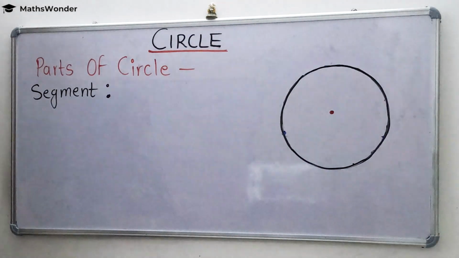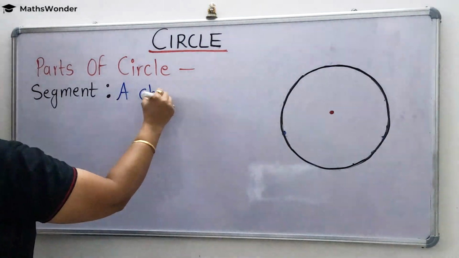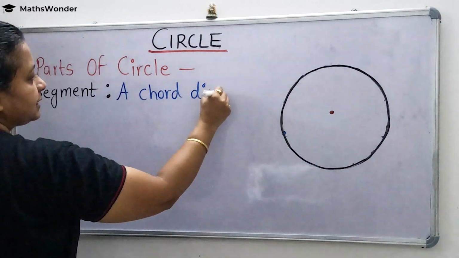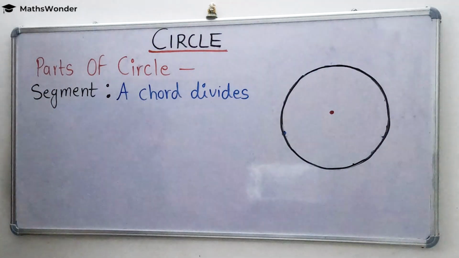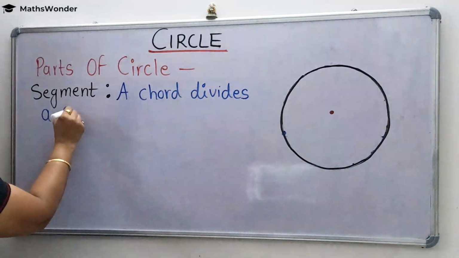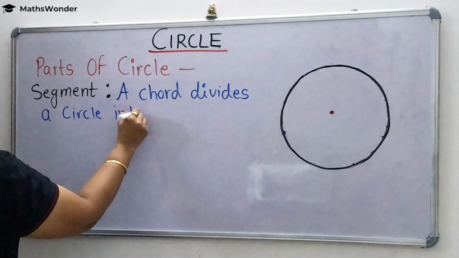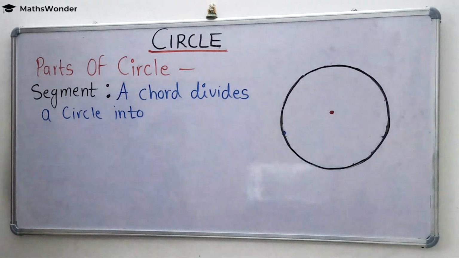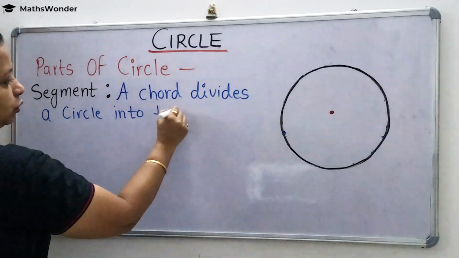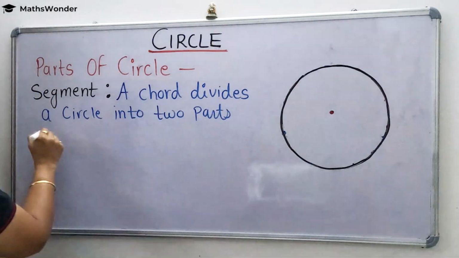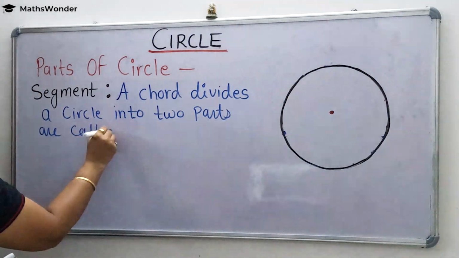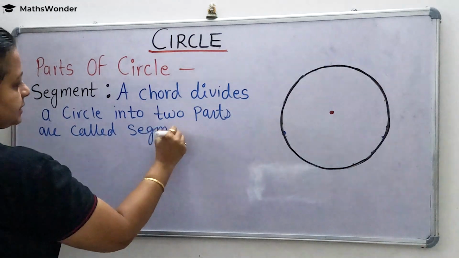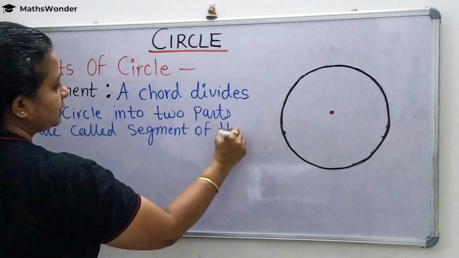The next part of the circle is the segment. What is this? You know it, chord, right? We learned it. What is a chord? A chord divides a circle into two parts, and these two parts are called segments of the circle.